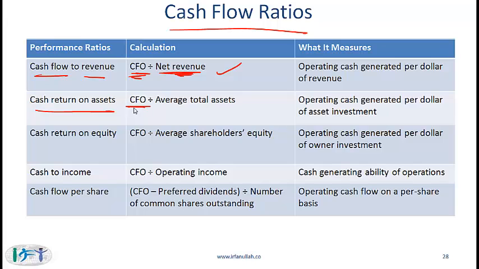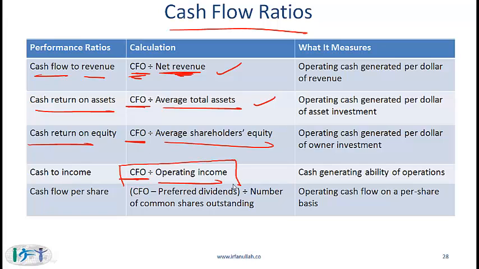Cash return on assets. This is the cash flow from operations divided by total assets. Here again, all else equal, the higher the better. Cash return on equity is the cash flow from operations divided by average shareholders' equity over a given period. Cash to income, this is CFO divided by operating income. Here the key is for this ratio to remain relatively stable.